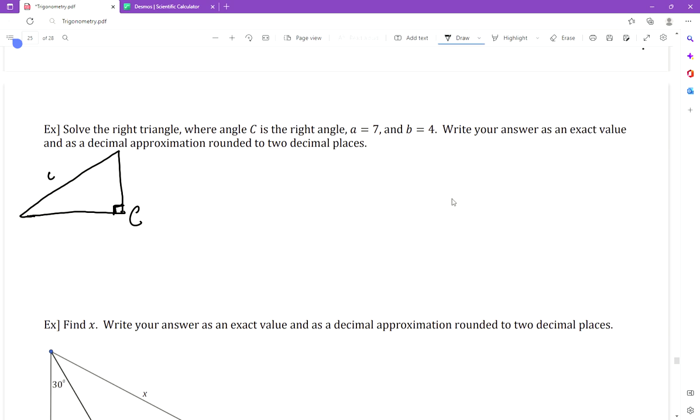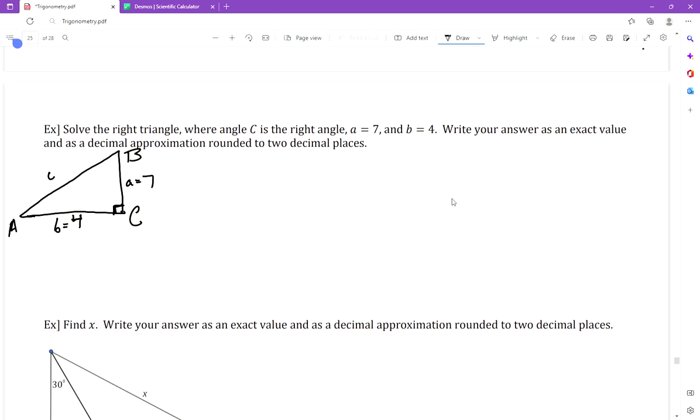It doesn't really matter how I labeled this because they're unknown anyway. So I'm going to say there's angle A and there's angle B. Little a is right here, that's 7. And then little b is directly opposite of capital B, and that's 4. Okay, so we have our setup here.